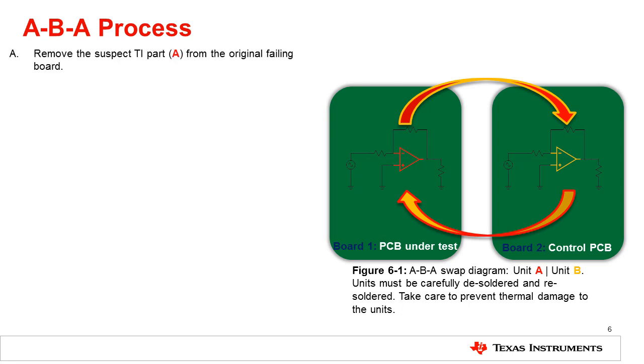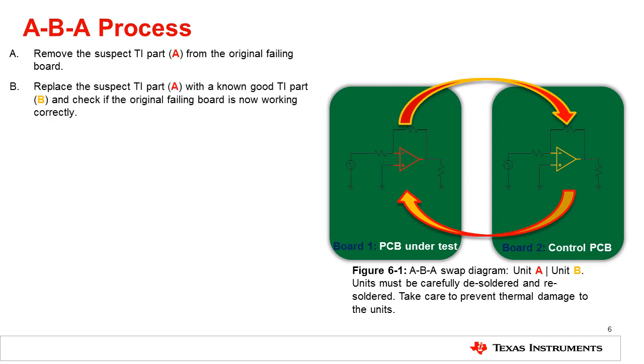Carefully desolder and remove the suspect device A from the non-conforming application PCB. Device B should be removed from the control PCB as well. Replace the TI suspect part A with a known good TI part B and check if the original failing board is now working correctly. Be sure to record the data for future records. Mount the suspect TI part A to a known good board and see if the issue is observed again.